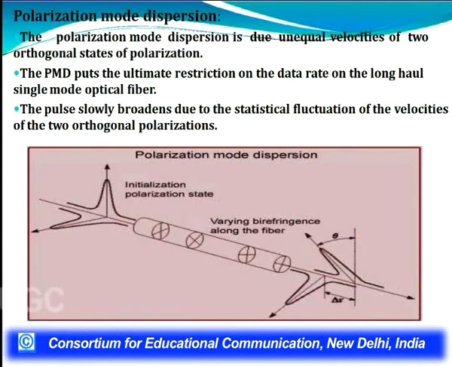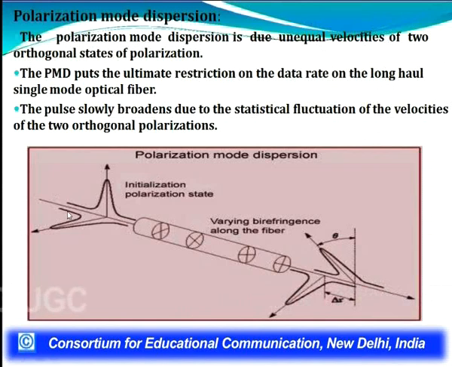What is polarization mode dispersion? In polarization mode dispersion, unequal velocity of the two orthogonal states of the polarization is defined. It means polarization mode dispersion is due to unequal velocities of the two orthogonal states of the polarization. Here we see the initial polarization state, and these all have unequal velocities. Previously we defined different velocity; now here we are defining unequal velocities.